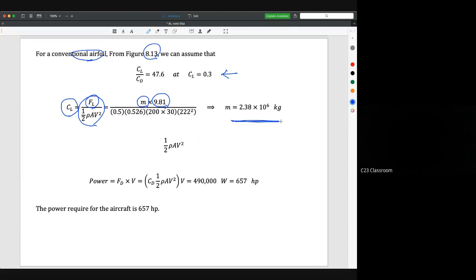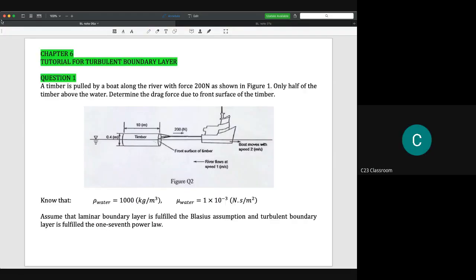Then we could calculate the power, which is Fd times velocity. So we could calculate the value of Fd here by using the CD. CD is given here, so we could calculate by 0.3 over CL, and then we could get the CD. Finally we have around 490,000 watts, which is equal to 657 horsepower. This means that the power required for the aircraft is around 657 horsepower.